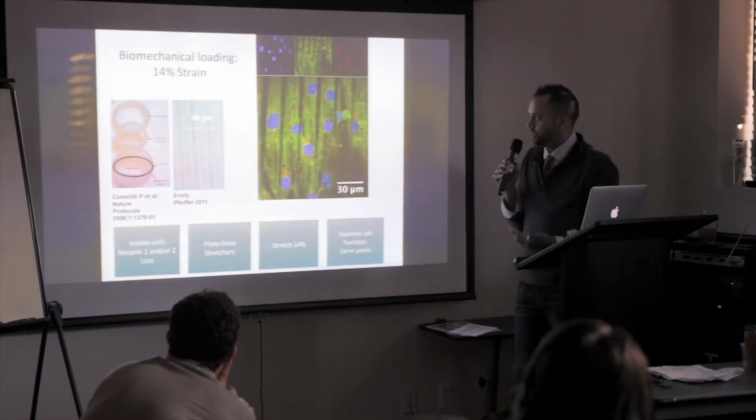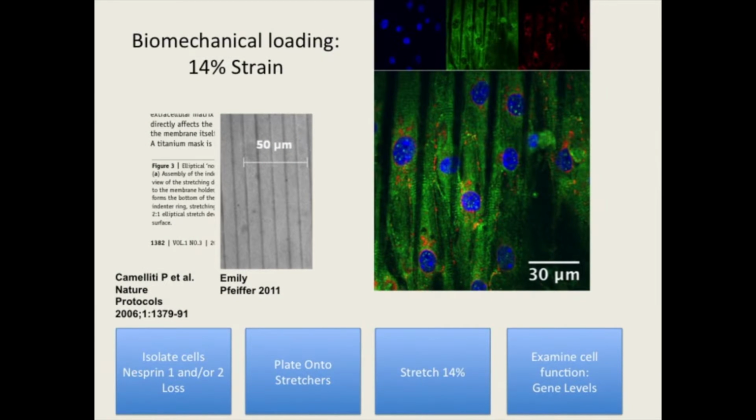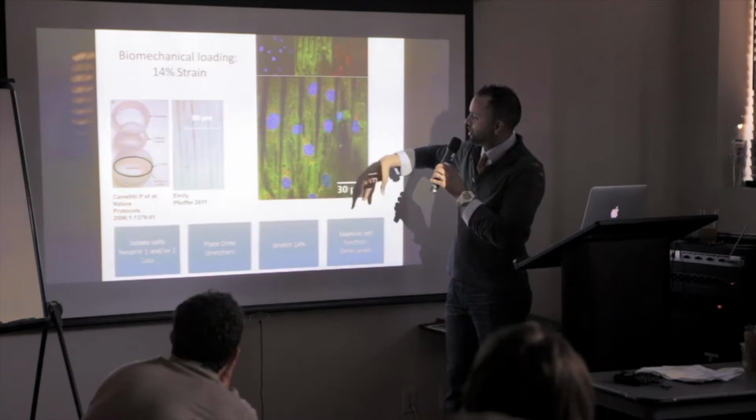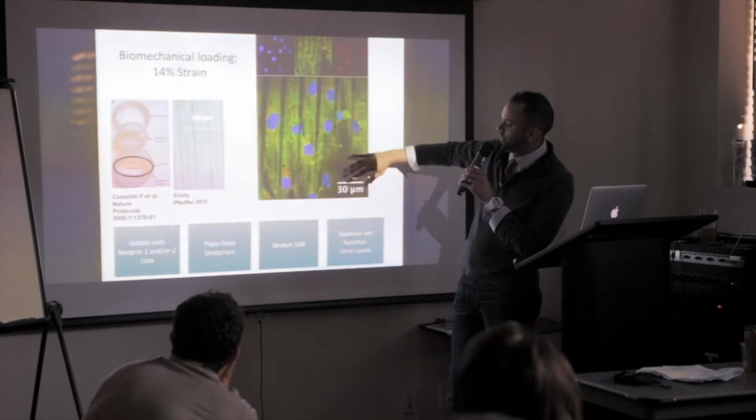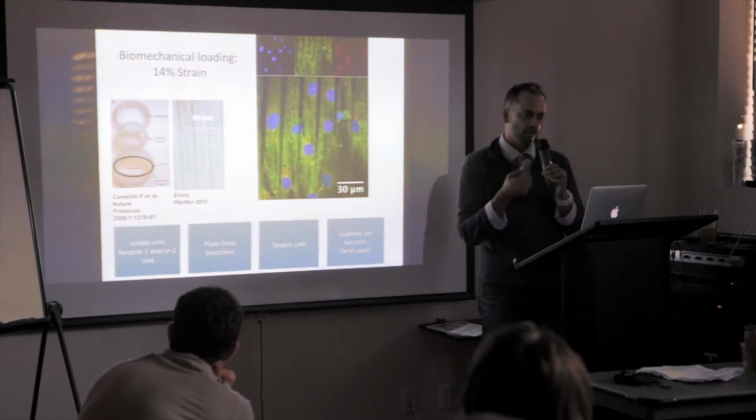We did this in collaboration with Andrew McCulloch's lab at UCSD using homemade biomechanical stretchers seen here on the far left. You've got this groove pattern substrate, or groove pattern plating area, here. You isolate your cells, you put them down, they become nice, happy, rod-like, and then you stretch them 14%. So essentially you're adding that load.